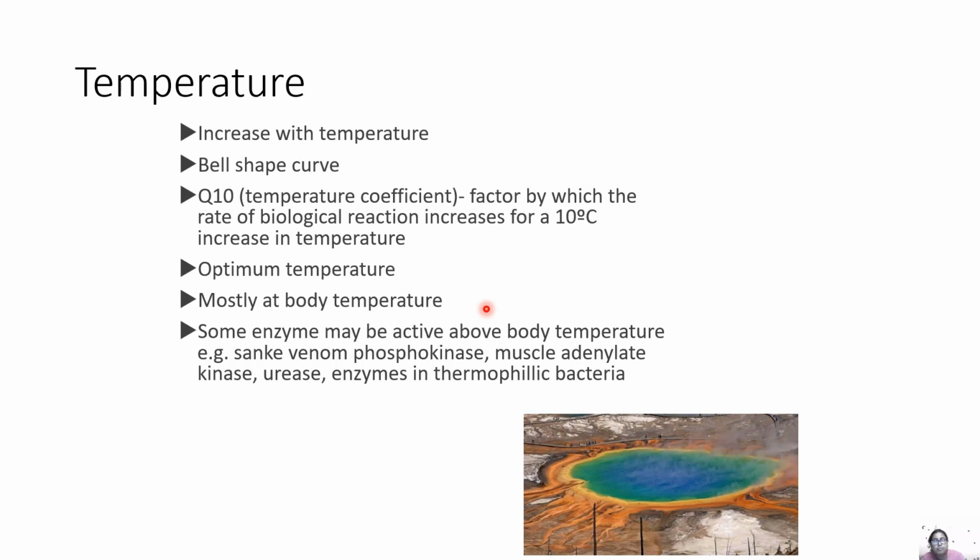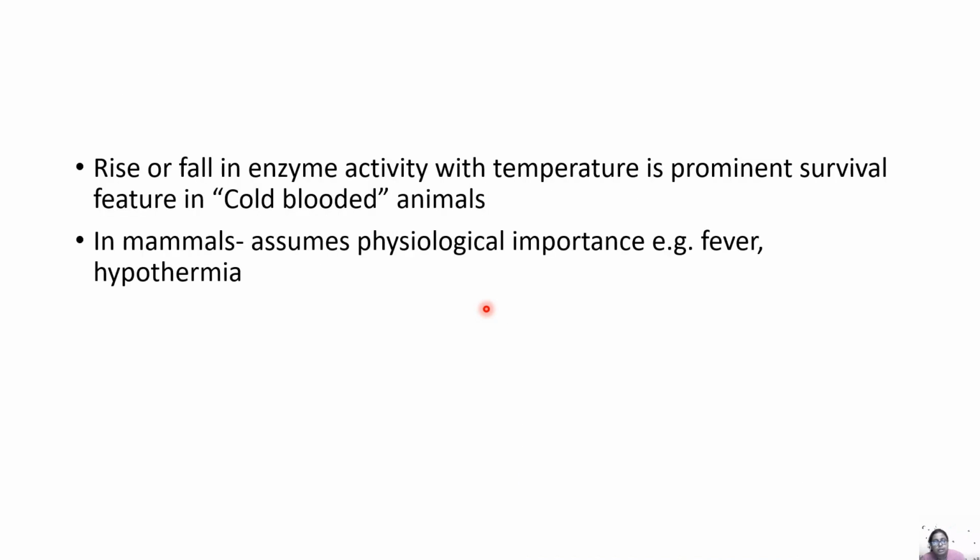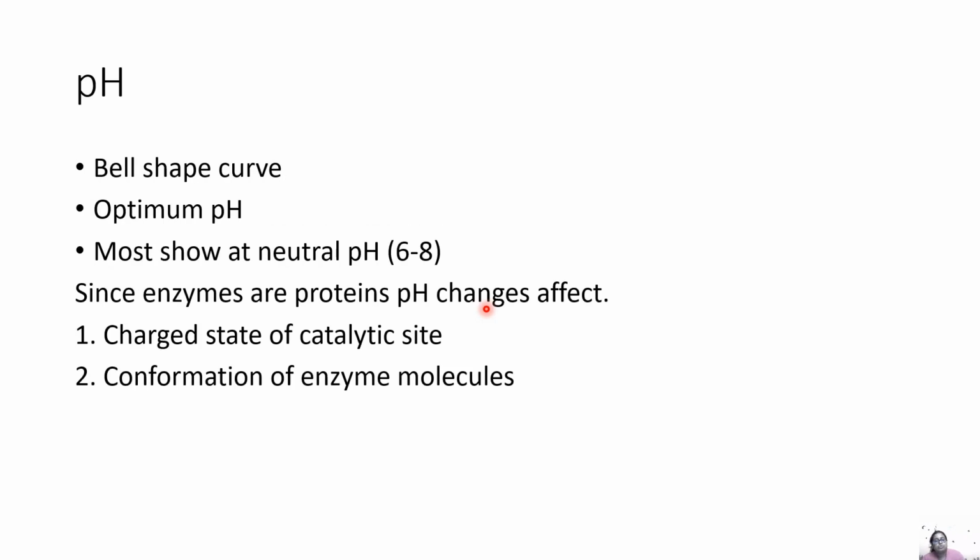The factor by which the rate of biological reaction increases for a 10 degrees Celsius increase in temperature. This is an optimum temperature, mostly at body temperature, and some enzymes will be active above body temperature, such as muscle adenylate kinase, urease, and all of that. Now, rise or fall in enzyme activity with temperature is a prominent survival feature in cold-blooded animals, and in mammals, it assumes physiological importance.